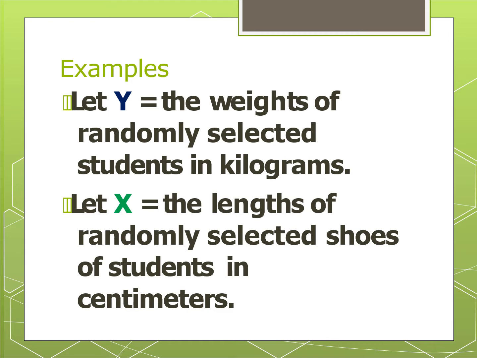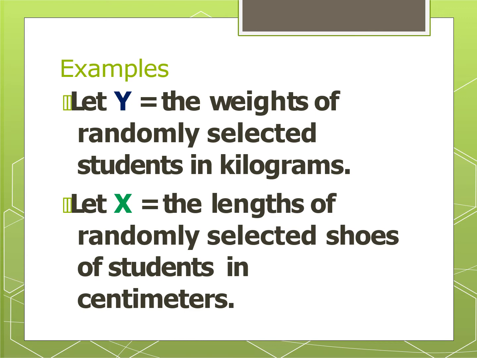Let Y be the weights of randomly selected students in kilograms. So this is a continuous random variable because its values can be between any two given weights. Also, weights are measured using a weighing scale. The weight of a student, for example, can be 60.5 kilograms, but due to limits of measuring devices, the measurement is always an approximate. So the weights of students can range from 60 to 61 kilograms, including all the decimal places that come between these two values.